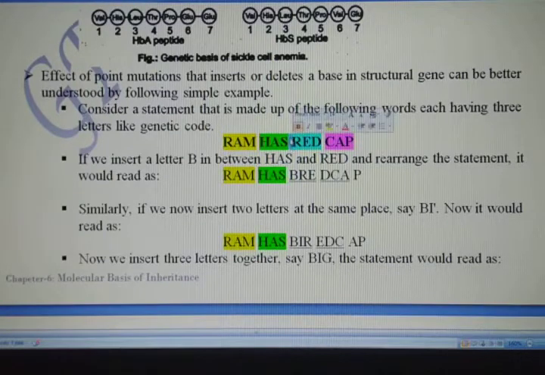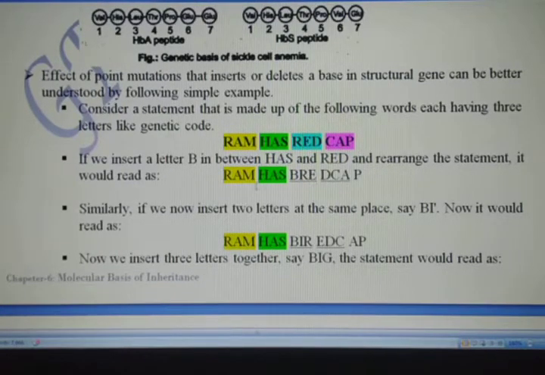A new, additional alphabet B has been inserted here in between has and red, and after that, if you read, the words are going to be changed. Let us read that: Ram has, and in between has and red, B has been inserted. So as a result, B, R, E, D is shifted to the next codon. As a result, D, C, A and P is totally separated. It has become only one nucleotide, or nitrogen base, here.